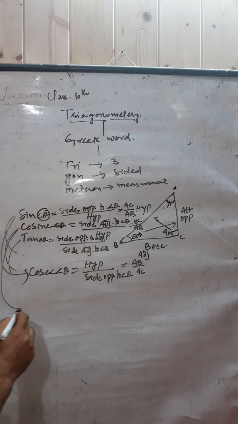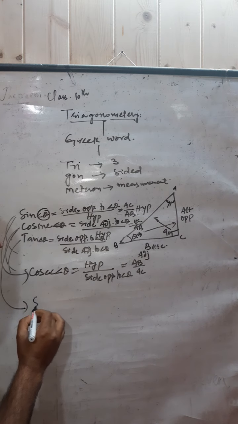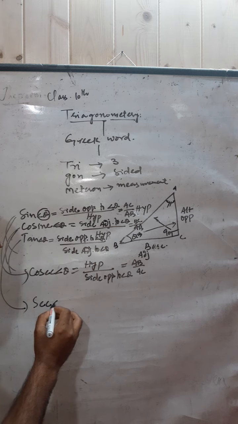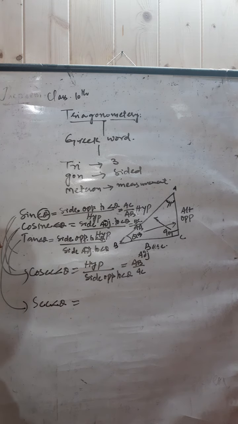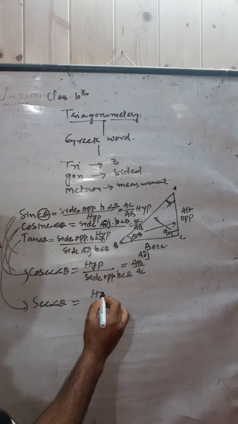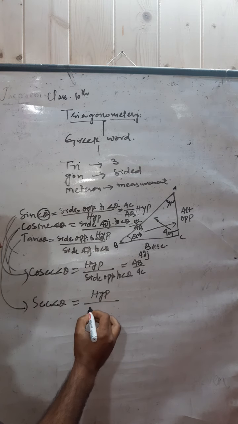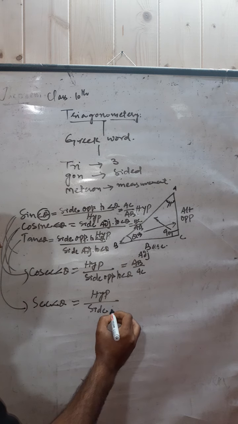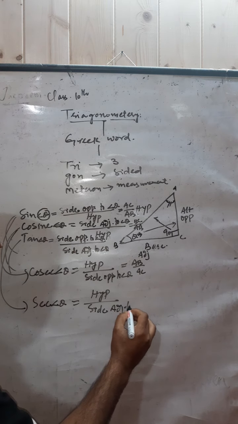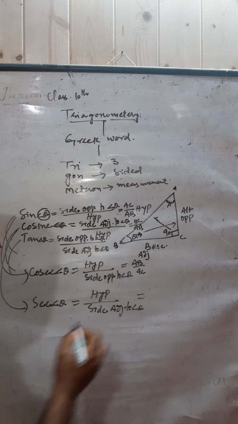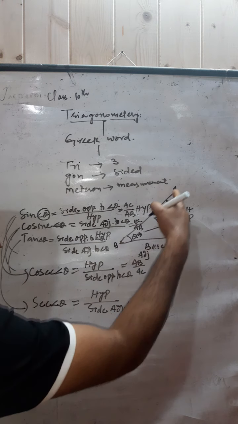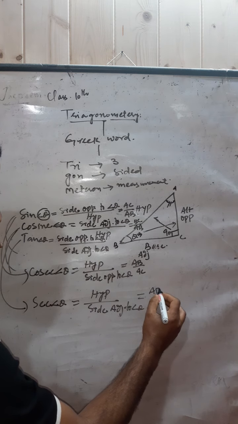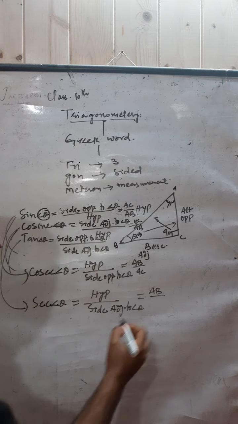Similarly, we have the reciprocal of cos of angle theta, and that is sec of angle theta. Sec of angle theta, as I have told you, is the reciprocal, so we will write hypotenuse upon side adjacent to angle theta, and that is equal to hypotenuse AB upon side adjacent, that is BC.